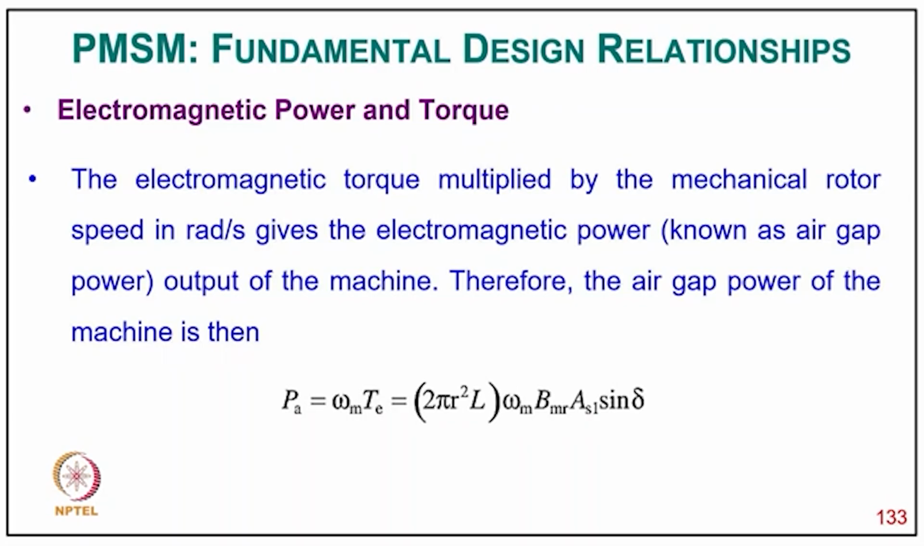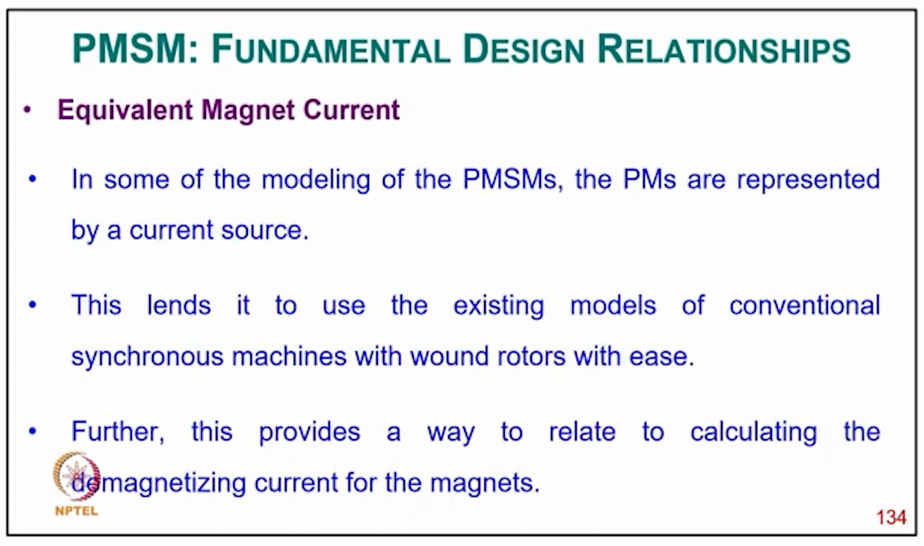So therefore the air gap power of the machine is then P equal to ωT, that is 2πr²L ω_m B_mr A_s1 sin δ.